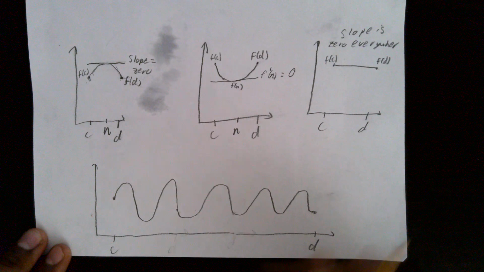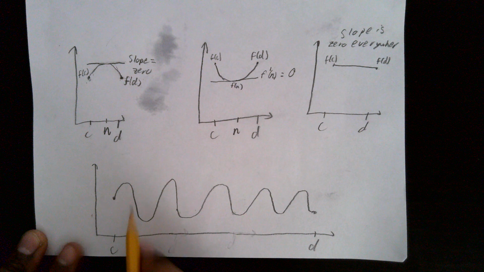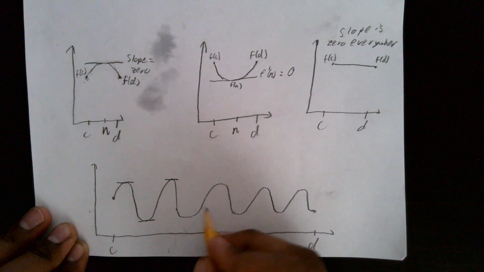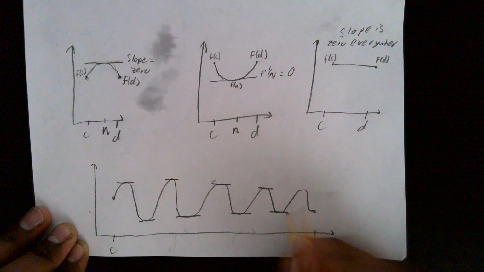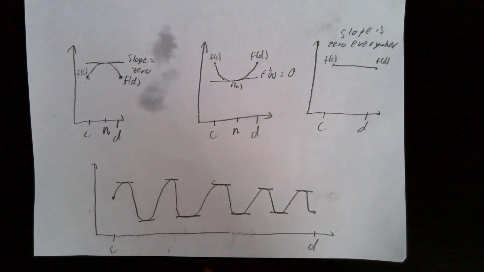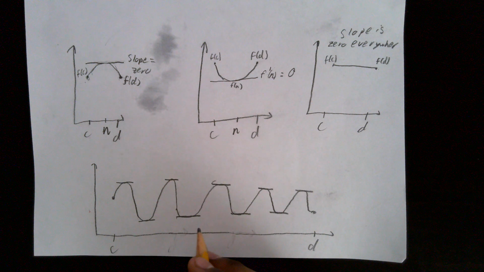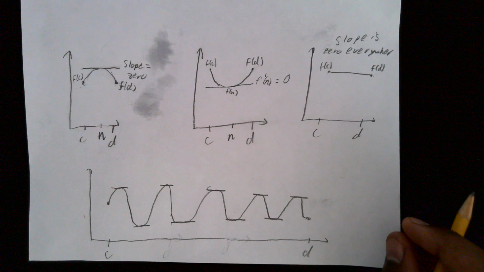And finally, take a look at this graph here. We have a flat slope here, here, here, here, and here. You can see that we've got all these flat slopes. And so again, there can be multiple points where the slope is flat. And that's really all there is to say about Rolle's theorem.